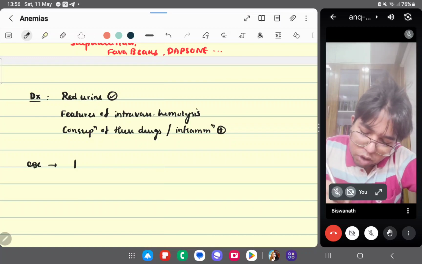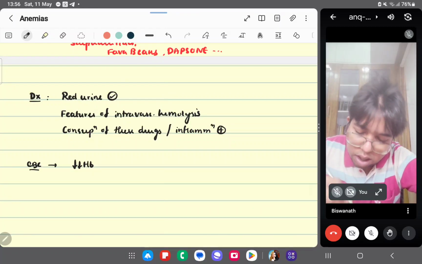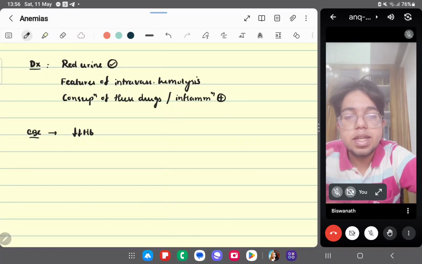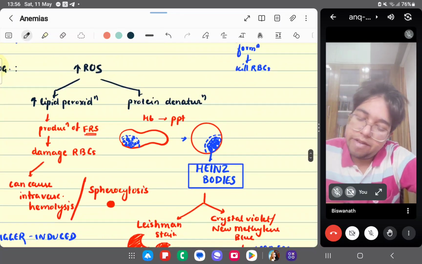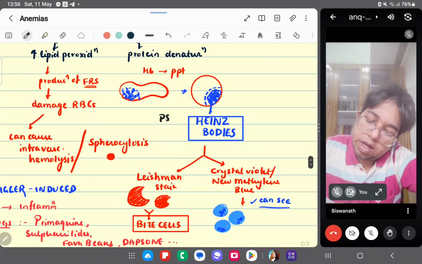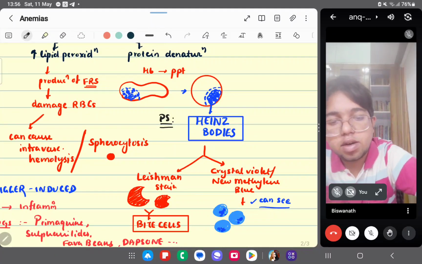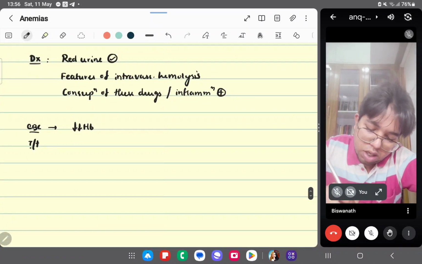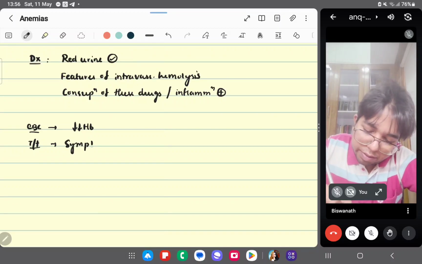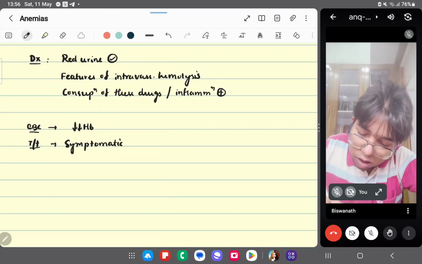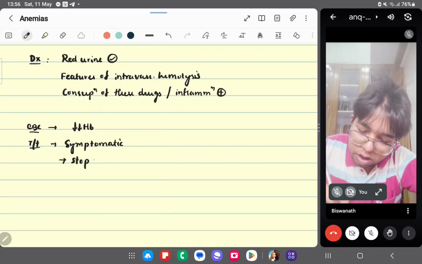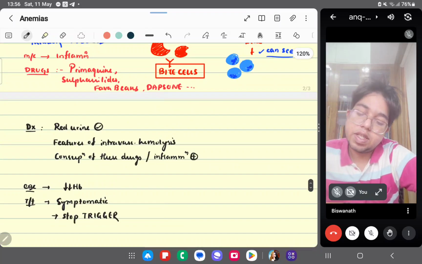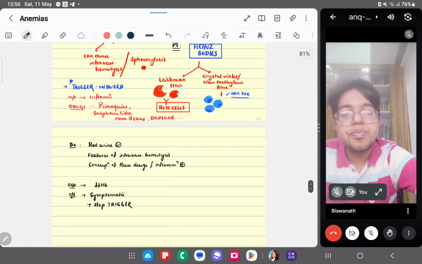CBC will have decreased hemoglobin, obviously. Peripheral smear, I told you, if you put the Leishman's stain, then spherocytes will be seen. This is the peripheral smear I was talking about, and you can know from that. And treatment is symptomatic treatment. Stop the trigger first, the thing which is causing this. Just stop that first. Okay, understood.